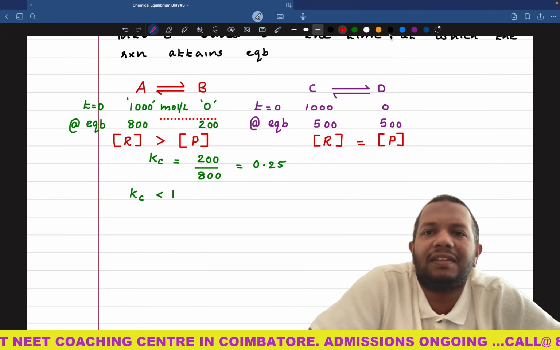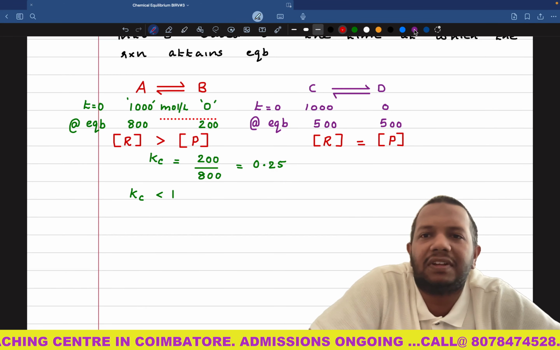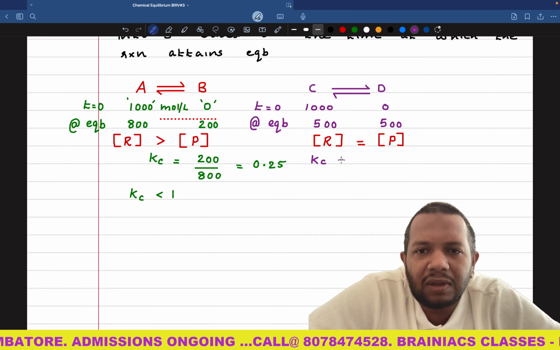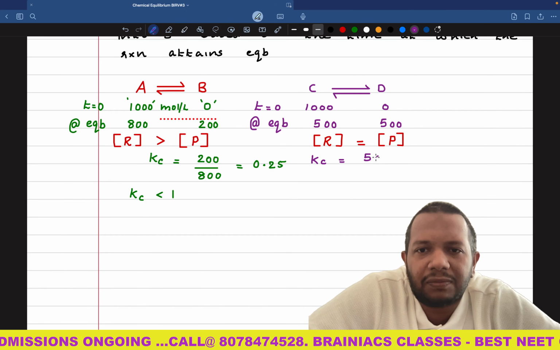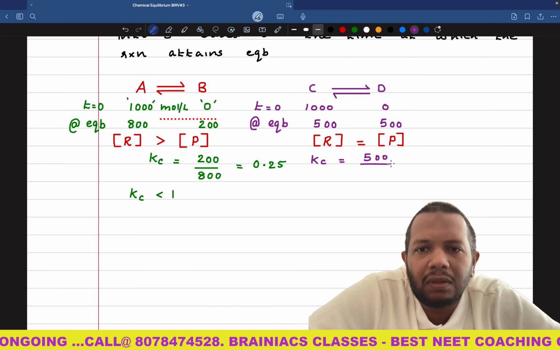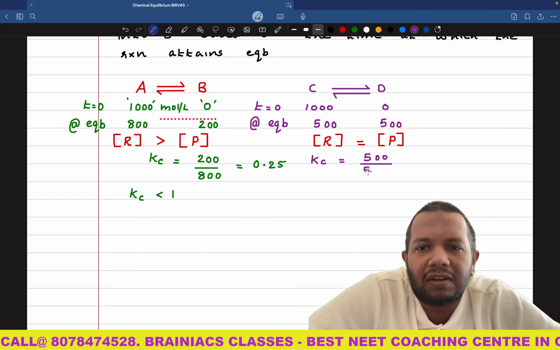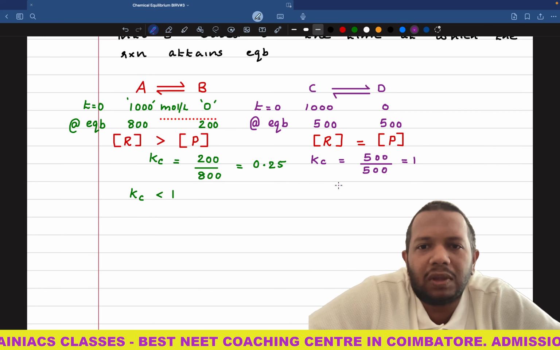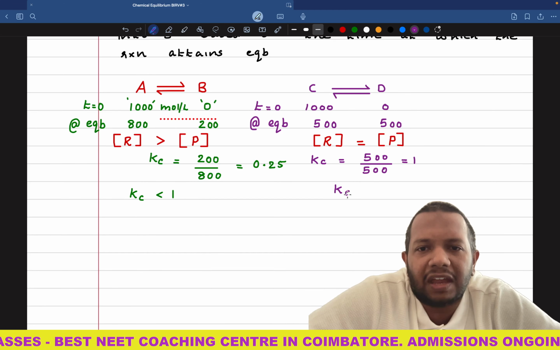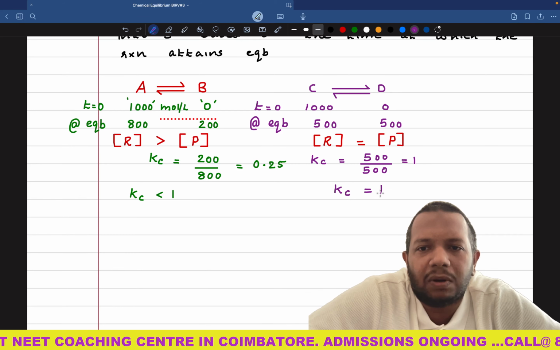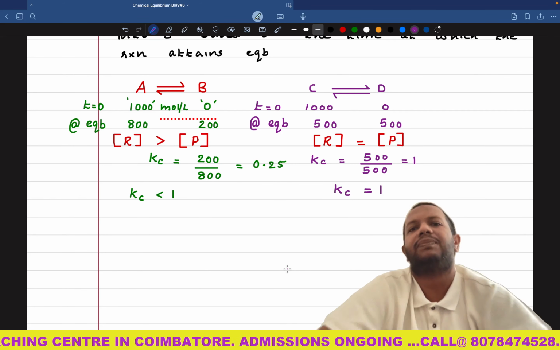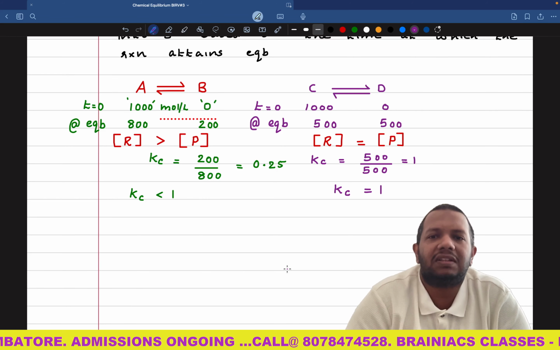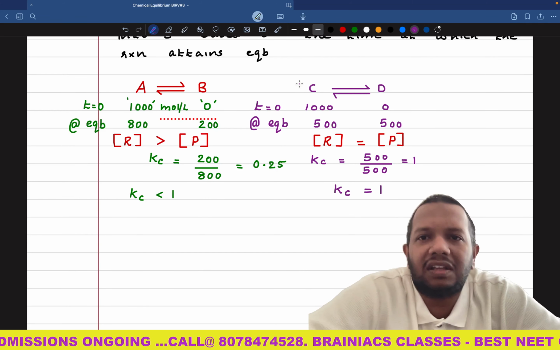So in this case, if you calculate Kc, what will happen, sir? You can see 500 by 500, so the value will be almost equal to 1. Or you can say the second type of reaction has Kc equal to 1. Correct? Now you can easily say what would be the third case. So in the third case, what can we say?